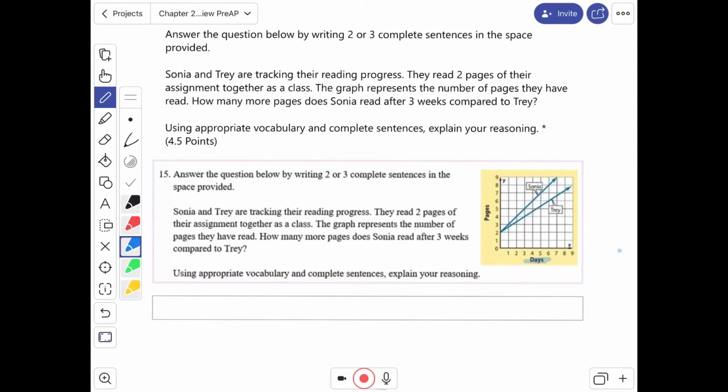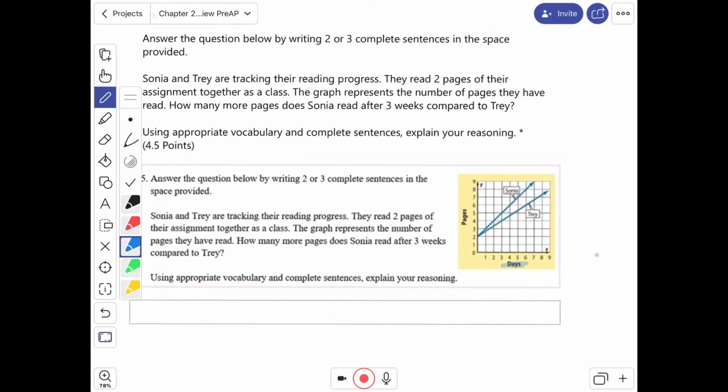Answer the question below by writing 2 or 3 complete sentences in the space provided. Sonia and Trey are tracking their reading progress. They read 2 pages of their assignment together as a class. The graph represents the number of pages they have read. How many more pages does Sonia read after 3 weeks compared to Trey? Using appropriate vocabulary and complete sentences, explain your reasoning.